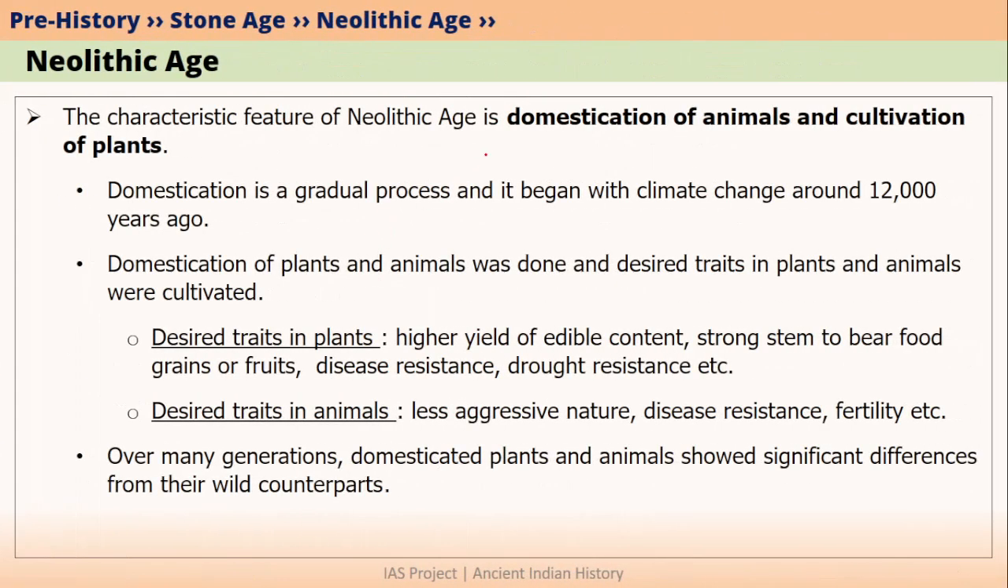So the characteristic feature of Neolithic Age was domestication of animals as well as cultivation of plants. Domestication is basically a gradual process and it started when there was climate change at the beginning of Holocene epoch, that is around 12,000 years ago.